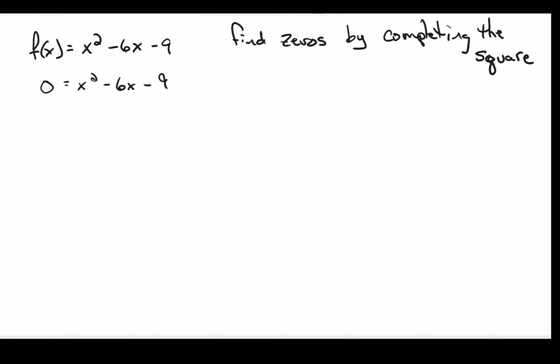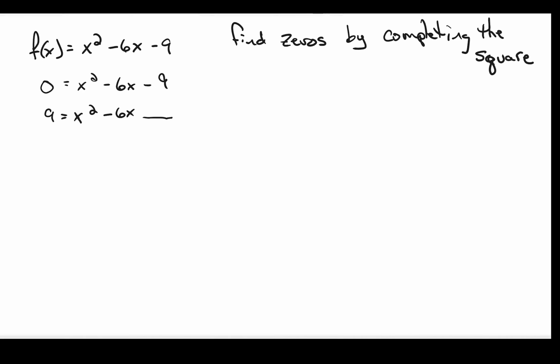We start this method by adding 9 to both sides so that we can get that c term out of there. So we end up with 9 equals x squared minus 6x. And now to complete the square, we're trying to determine what number we could add in this third spot that would make x squared minus 6x plus what give us a perfect square trinomial.